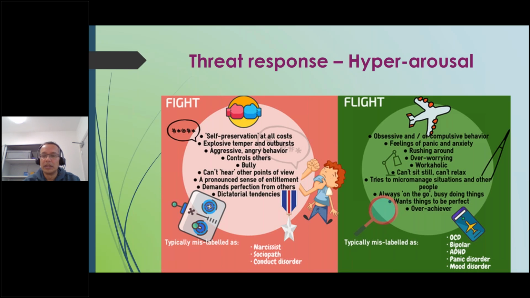I won't read all the details of them, but when you're in the fight response, you get aggressive and you want to stop the other person's point of view. In the flight response, you get scared and you want to run away from the source of distress.